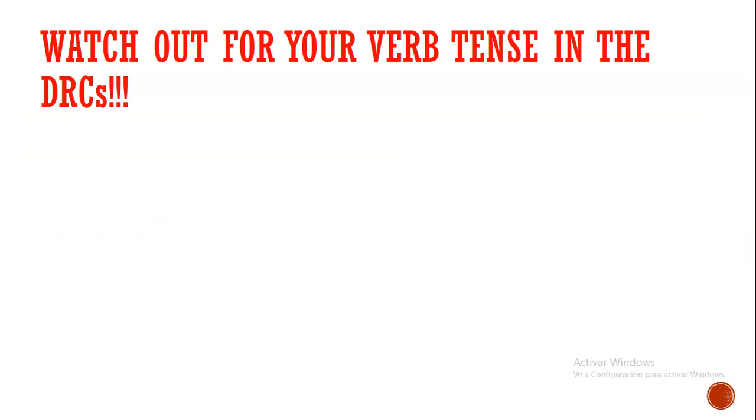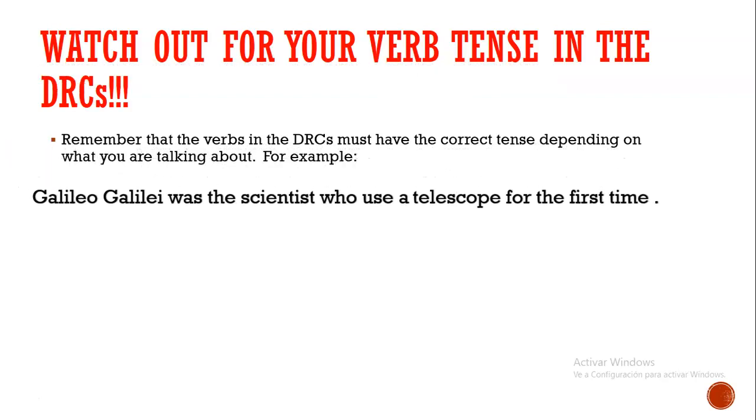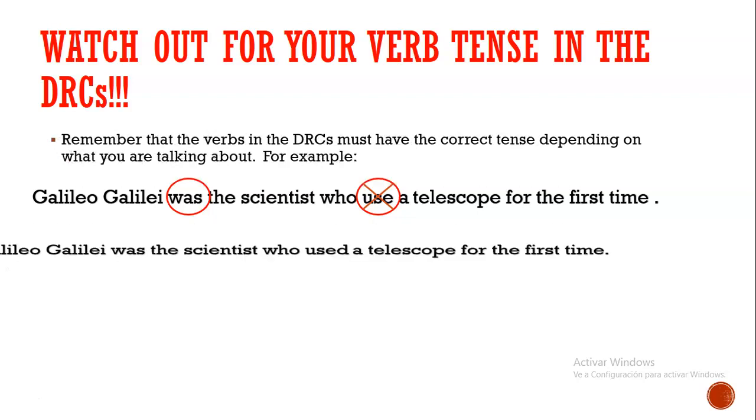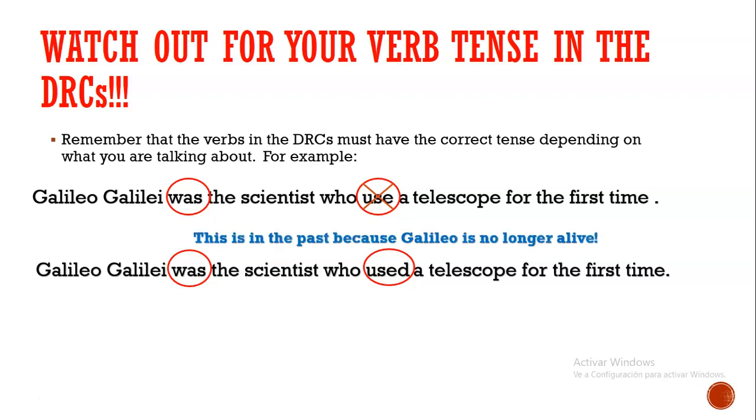Now, watch out for your verb tense in the DRCs, guys. Very, very important as well. Remember that the verbs in the DRCs must have the correct tense depending on what you're talking about. For example, Galileo Galilei was a scientist who use a telescope for the first time. The verbs are was and use, but use is incorrect. The correct tense would be Galileo Galilei was the scientist who used a telescope for the first time. The verbs are was and used, and both are in the past. This is in the past because Galileo is no longer alive, so the verb has to be in the past.